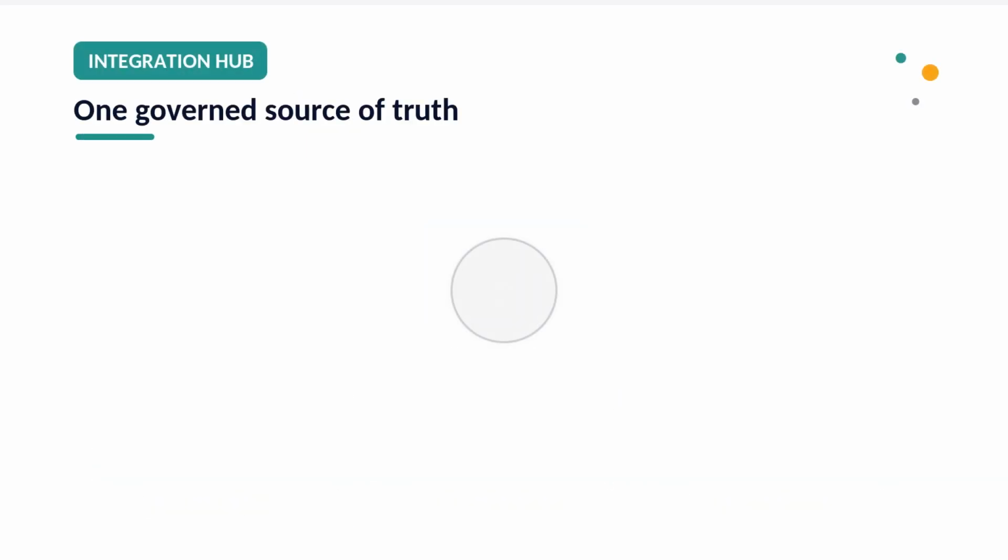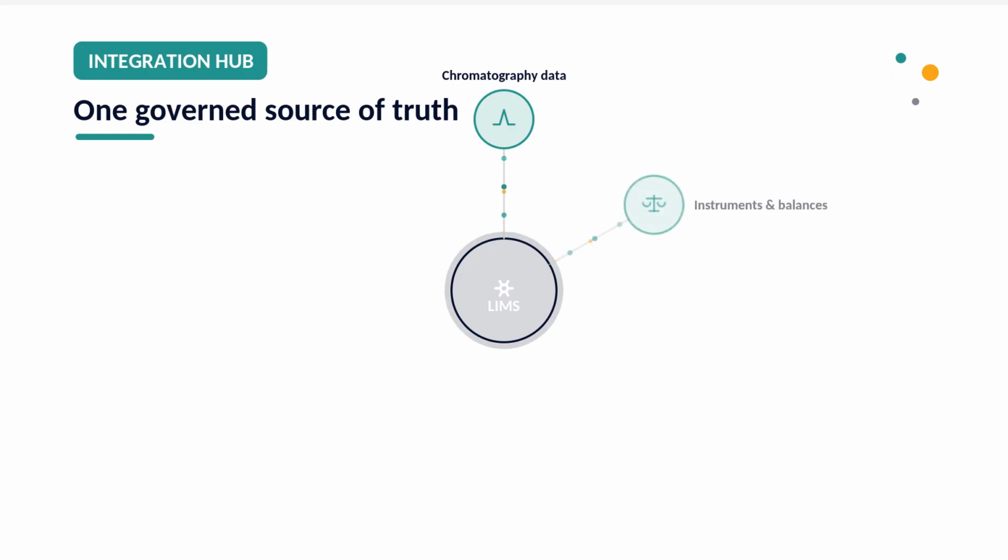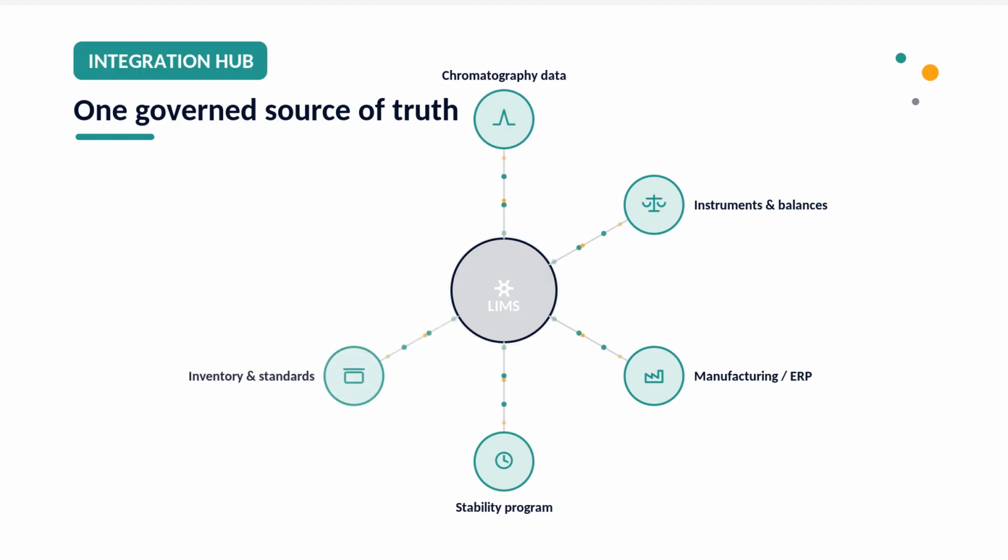LIMS is most powerful as the lab's integration hub. Around it, connect everything that produces or consumes laboratory data. The chromatography data system, instruments and balances, the manufacturing and ERP systems, the stability program, inventory and standards, environmental monitoring software, and electronic notebooks. Each one feeds into, or draws from, a single governed source of truth. One hub, one identity, one audit trail.